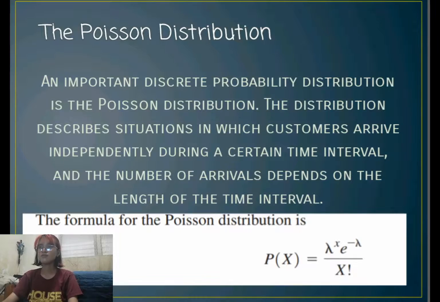Now we're down to our last topic, which is the Poisson distribution. The Poisson probability distribution is used in many queuing models, just like the previous distribution, the exponential distribution, and to represent arrival patterns. An important discrete probability distribution is the Poisson distribution. So, take note of that.